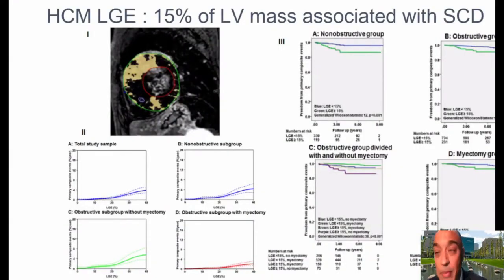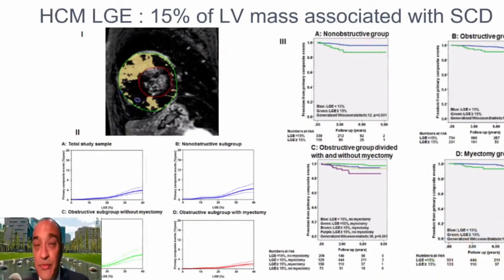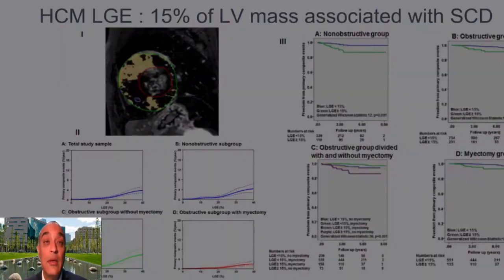This is a paper we published a few years ago now, and the data has been replicated in other studies also, which demonstrates that more than 15% of LV mass is associated with sudden cardiac death in all types of HCM patients: obstructive, non-obstructive, people who had a myectomy, and people who did not have a surgical myectomy. So this is considered, according to the guidelines, as one of the potential risk modifiers in HCM.